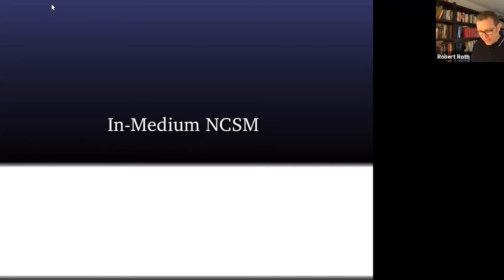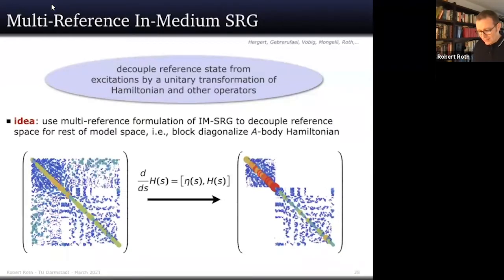So the in-medium NCSM was our hybrid, our combination of the in-medium SRG and the NCSM. And just to remind you, the key idea of all of these in-medium methods, coupled cluster and in-medium SRG, is decoupling. You want to isolate a small part of the Hilbert space, in the extreme case, just a single state, from the rest of your Hilbert space.